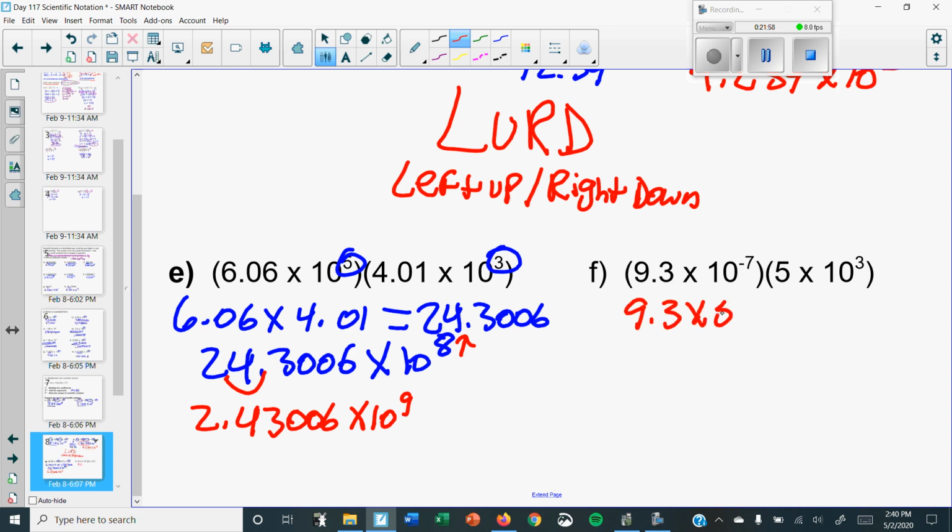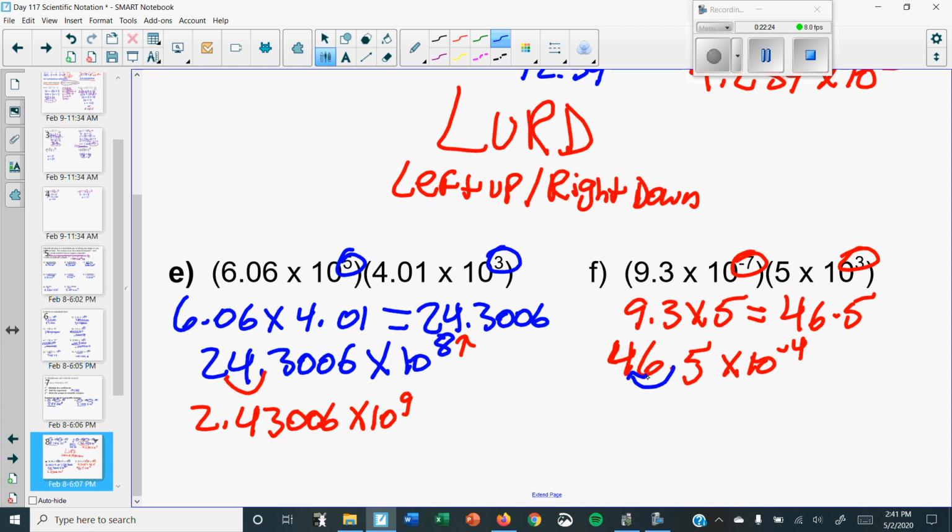9.3 times 5, you get 46.5. That's going to cause us problems. So 46.5 times 10 to the negative 7 times 3 is negative 4. Now, we've got to move this to the left. When you move it to the left, that goes up. So 4.65 times 10 to now the negative 3.